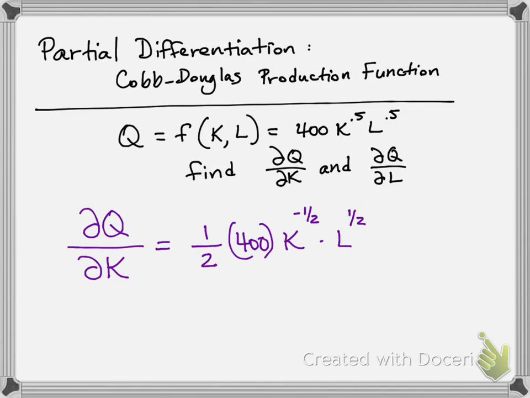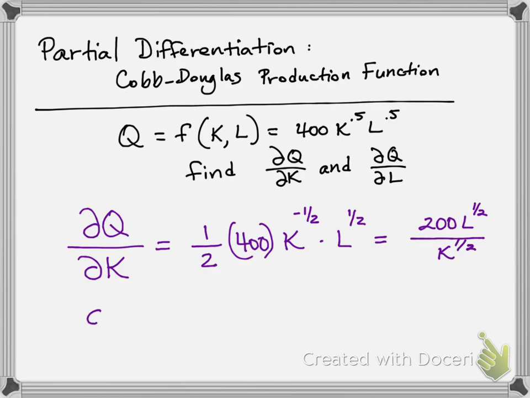Now to simplify, this won't be too tough. The 400 divided by 2 is 200. The L to the 1/2 power stays in the numerator, but I'm going to move the K to the 1/2 power to the denominator. And the reason that I'm going to do that is because it's to a negative power. And anytime we have anything to a negative power, we would put it in the other position.